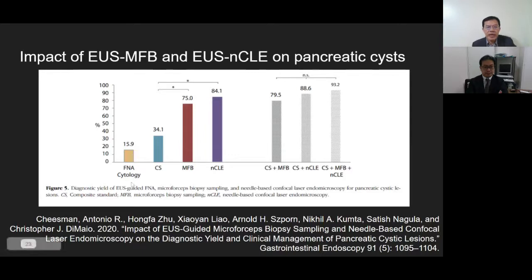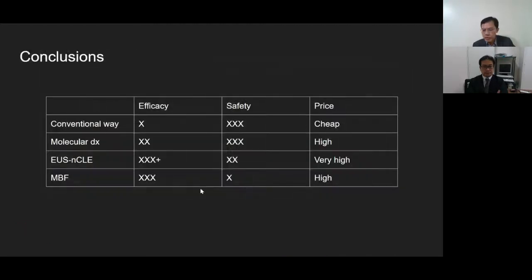Looking at FNA or cytology alone, the impact on treatment will be only 15%, and the composite method is only 34%. But with the MBF it is 75%, and confocal is 84%. So clearly confocal and MBF have more impact on the management of cystic pancreatic lesions than the conventional method and FNA. So this is my last slide.